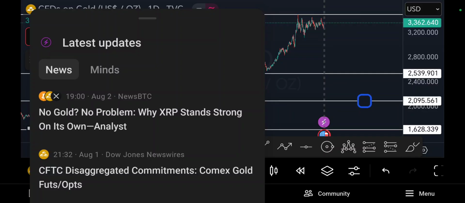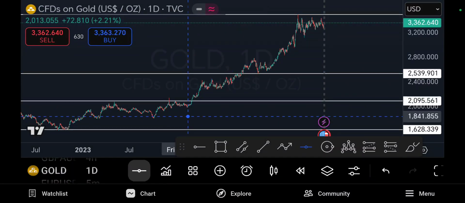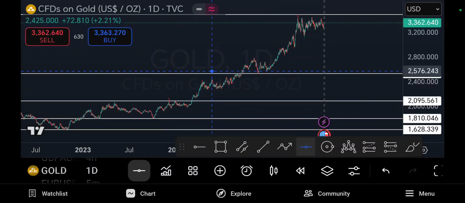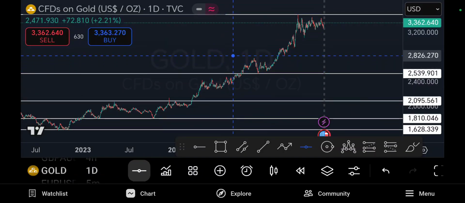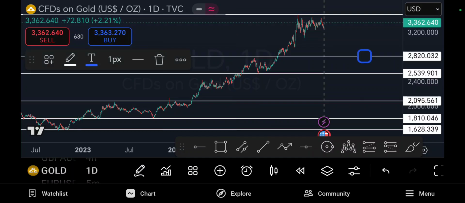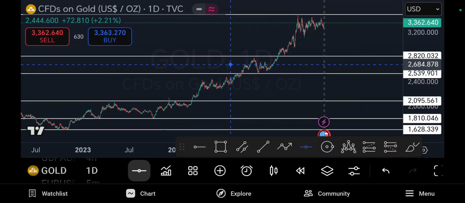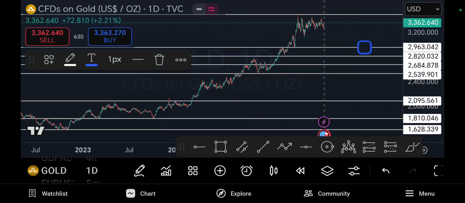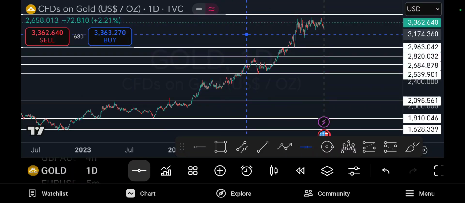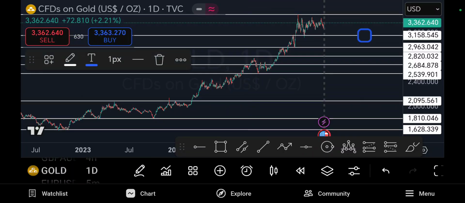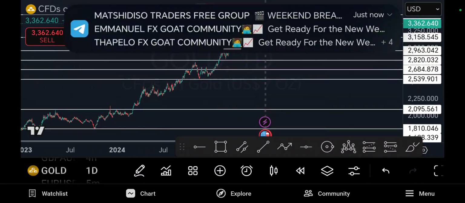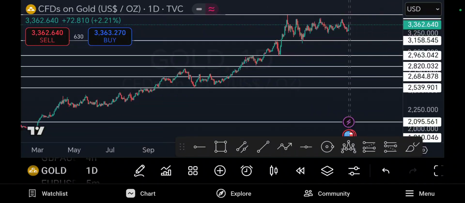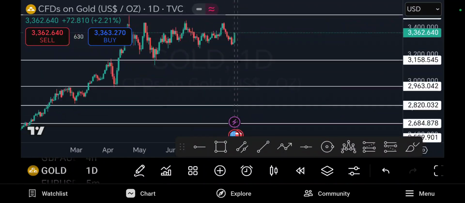See, also, I told you guys to read the news. Don't skimp out on the news. Gold really follows the news. Not really, but maybe 90 to 95% of the time it follows the news. So don't skimp out on the news. Follow them and read them.